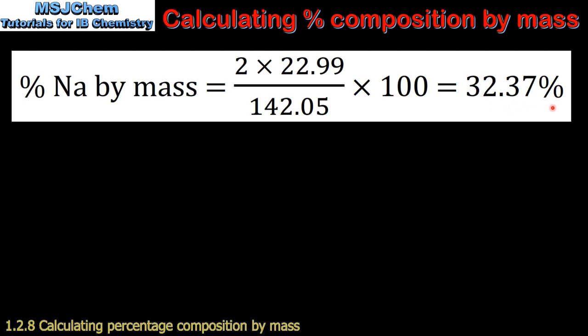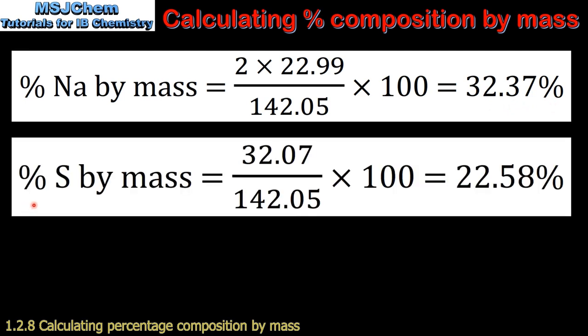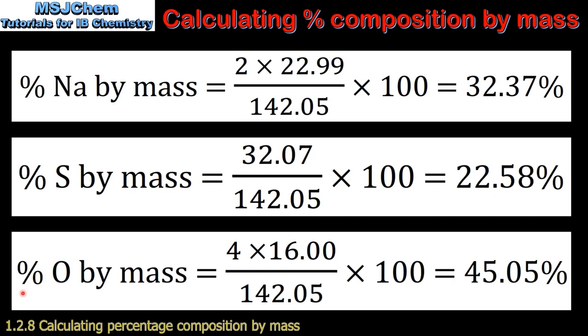32.37%. Next, we'll calculate the percentage composition of sulfur by mass. So we divide the mass of the sulfur by the mass of the compound and multiply by 100, which gives us 22.58%. And finally, we'll calculate the percentage composition of oxygen by mass.